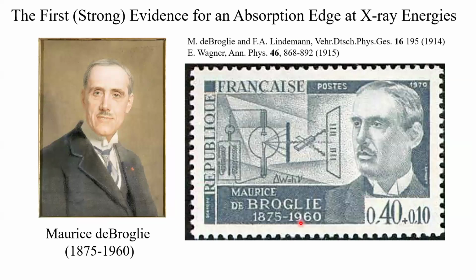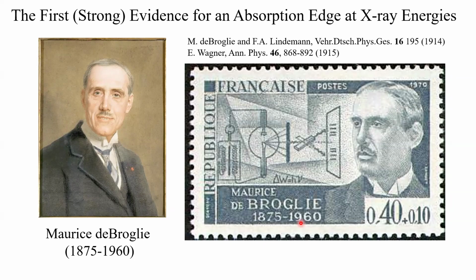And this is, sorry, all the X-ray aficionados in the audience are going to run out to eBay and buy this. It's about $12. This is the commemorative stamp from Maurice de Broglie. So Maurice de Broglie is credited with extensive work on X-ray fluorescence, including the first strong evidence for an absorption edge at X-ray energies. And I'll show you that in just a minute.